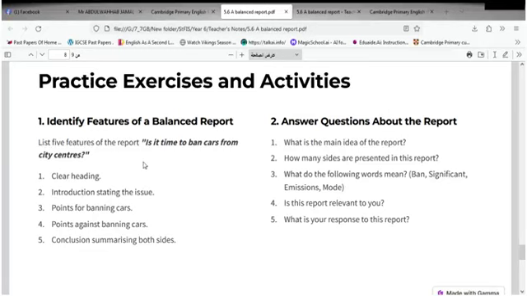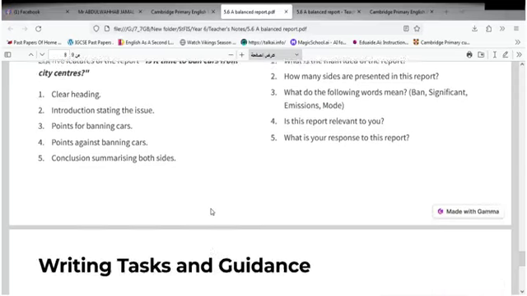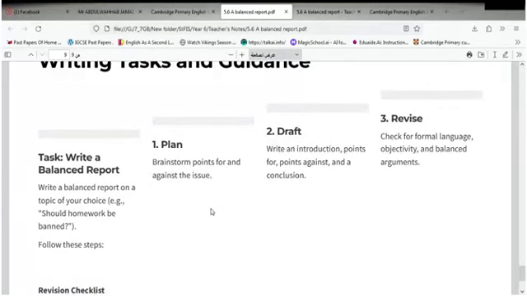And let's remember the features of the balance report. Clear heading, usually it is a question. Is it time to ban cars from centers? Then we have an introduction to state the issue. Then we have points for. Then we have points against. Then we have conclusion that summarizes both sides. Remember that I have to use connectives and I have to use the PEEL, P-E-E-L, all the time.